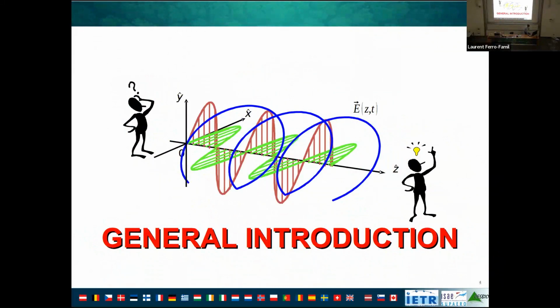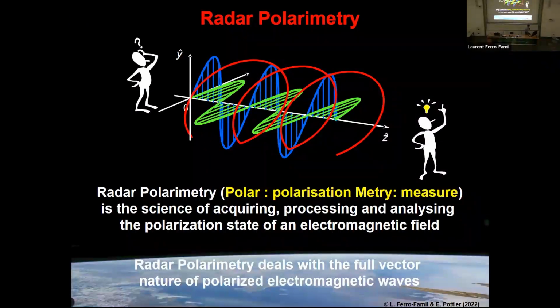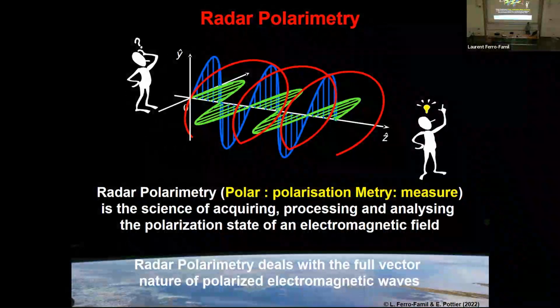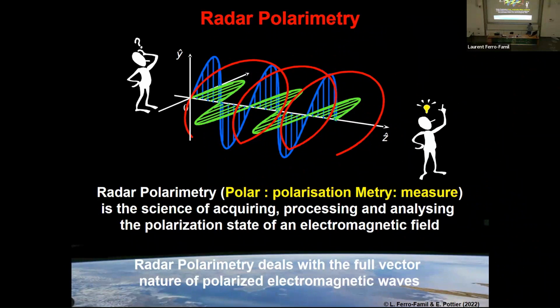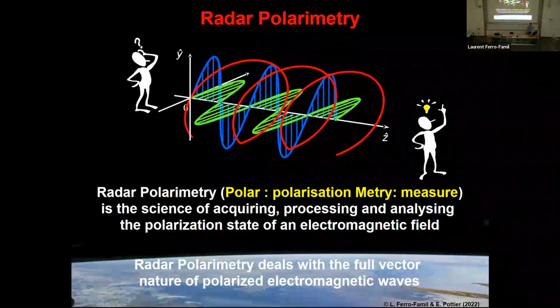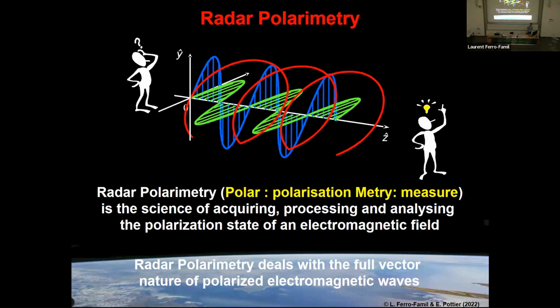So, a general introduction. Radar polarimetry: polar means polarization, metry means measurement. It is the science, as this has been written by Eric, of acquiring, processing, and analyzing the polarization state of a wave. We are going to understand what this means, but this is what we use to explain what polarization is for a wave. So it has to do with basic properties of propagating fields, electromagnetic fields.